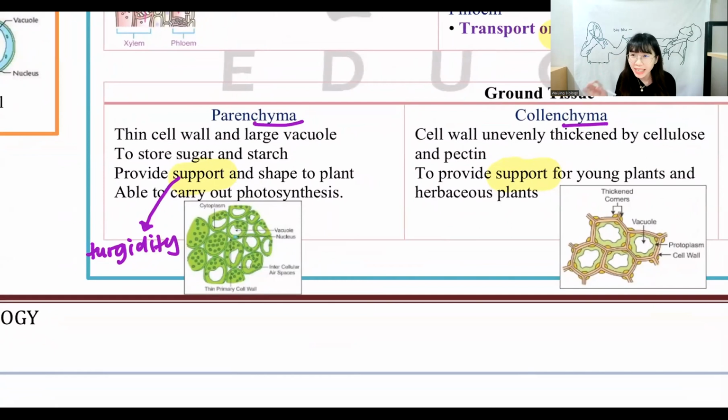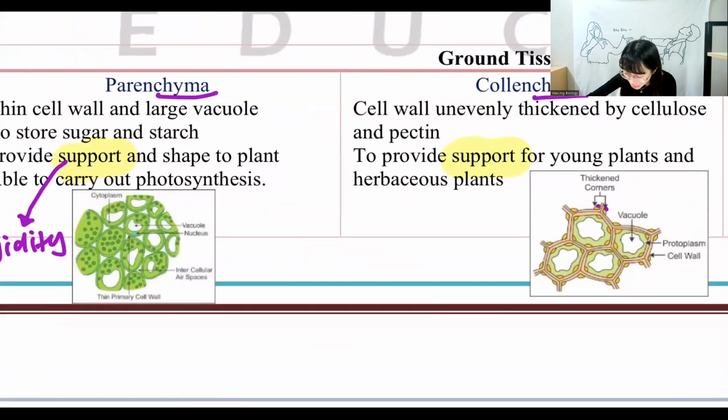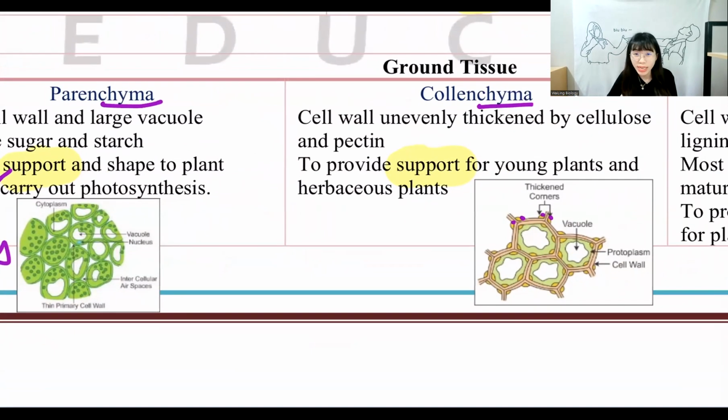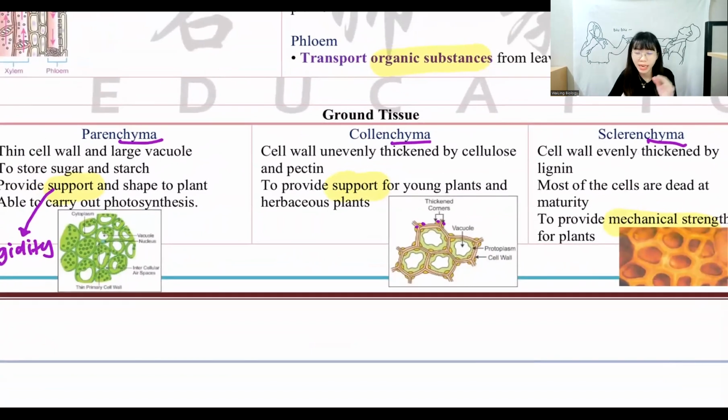Collenchyma tissue has uneven thickened cell wall. If you look at the side of it, they have thickened corner over here. Can you see the corner is thickened? And the cell wall is thicker, thinner, thicker, thinner. So this uneven thickened cell wall is by hemicellulose or the pectin. I don't think you learned this in Form 4 yet, but just for you to know, the reason why they are thickened is because they are thickened by different things. They have uneven thickened cell wall.